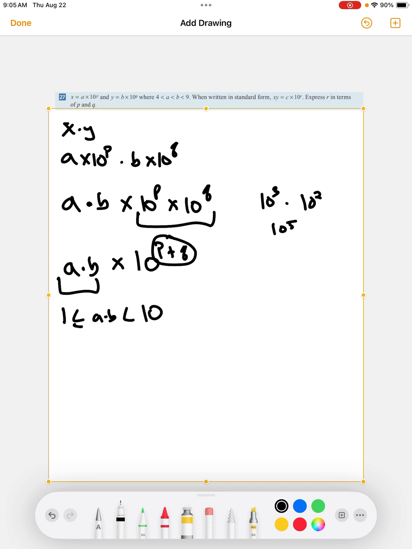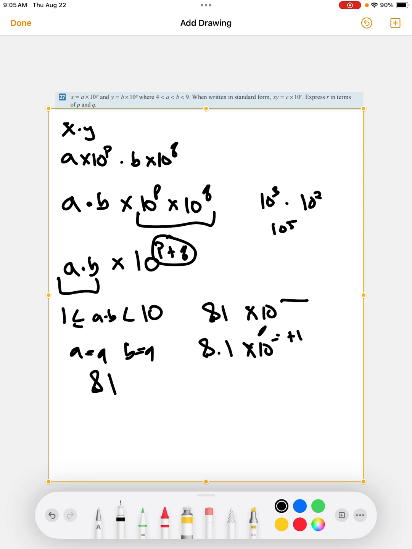So let's assume that, it can't be exactly 9, but we can get as close to 9 as we want. Let's assume a is 9 and b is 9. That's going to give us 81, right? So if this said 81 times 10 to the something, I would need to write that as 8.1 times 10 to the something. And what would happen here is it would end up being whatever was up here plus 1. And what's up here right now is p plus q, right? So it's going to be p plus q plus 1.